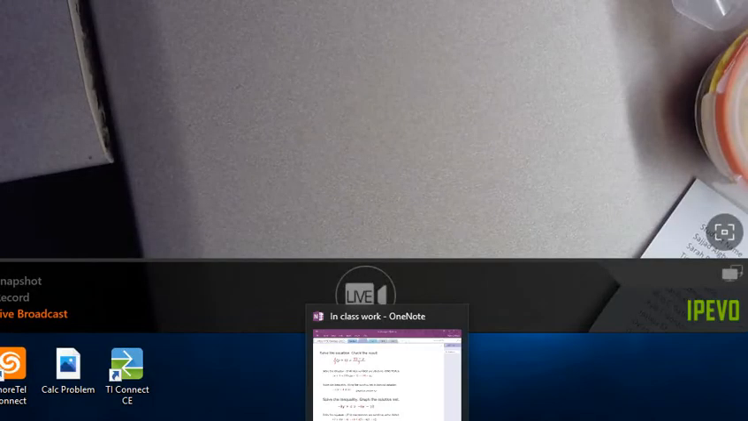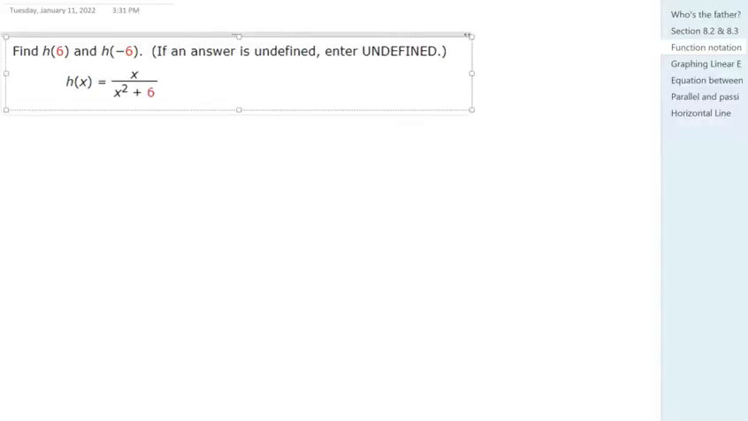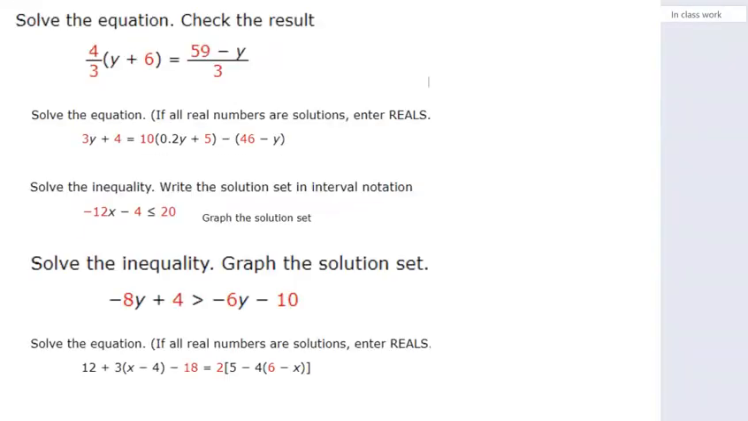Let's try some more here. Let's see. How come this isn't showing up? Come on, come on. Where did you go? All right, this isn't good. That one's there. Here it is.